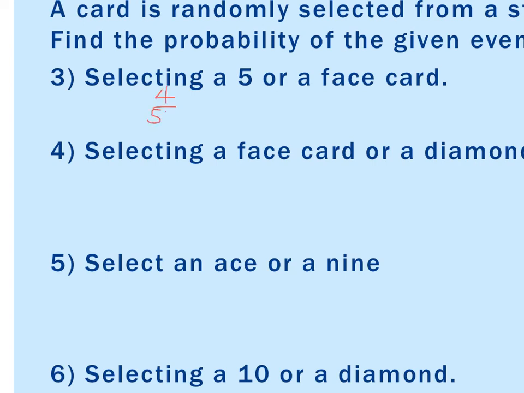What's the probability of picking a 5 from your deck of cards? 4 out of 52. How about a face card? 12. And this word says or, which means I'm going to add 12 out of 52. And I could reduce that. They're both divisible by 4 even. But if you wanted to add and then reduce, it's totally up to you. So 16 out of 52, 4 over 13. Good.